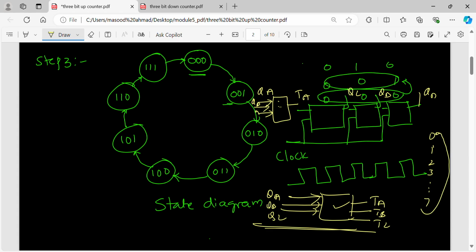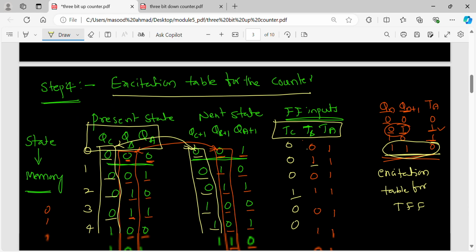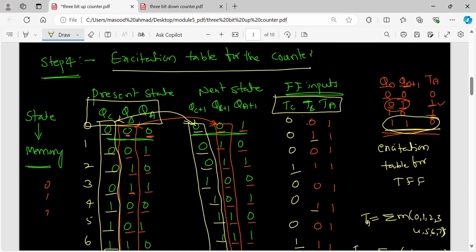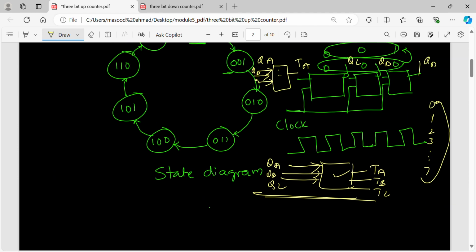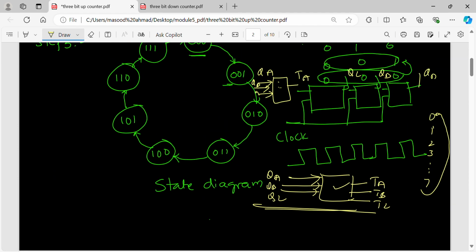This is called an up counter, right? So for that, these are my outputs. Actually, these are flip-flop inputs. But with respect to this circuitry, taking the present states into consideration, these are inputs for this circuitry, and these are outputs for this circuitry. Okay.